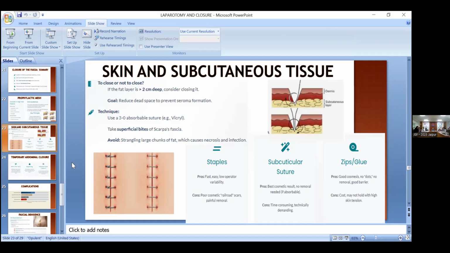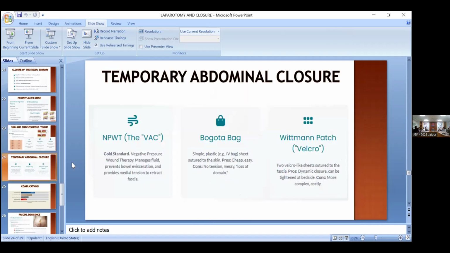There are various ways in which you can close the skin. It can be closed using staples, which is the fastest technique, though it gives a poor scar. Subcuticular suture, though time consuming, gives the best scars. And zips and glues can be used, though they are costly.